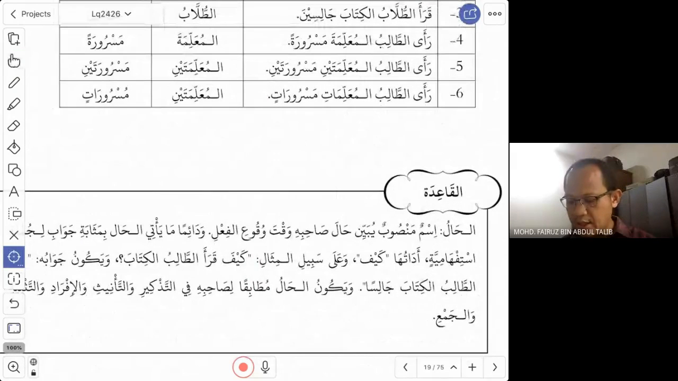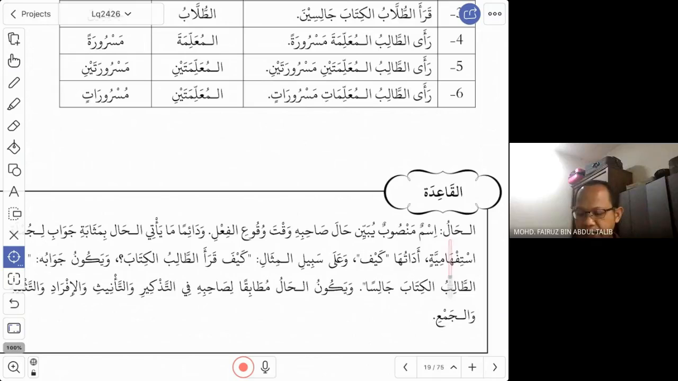Now, القاعدة الحال. So here they say what is حال? The literal meaning of the word حال is condition, the state. So we say كيف حالك? How are you? How is your condition? حال in Malay we also say keadaan. So this is from the Arabic word حال.